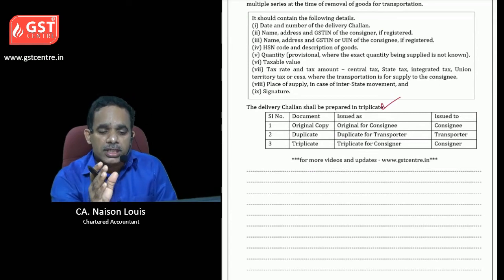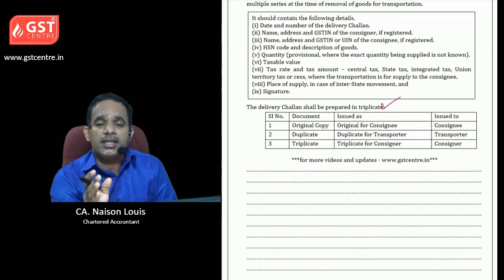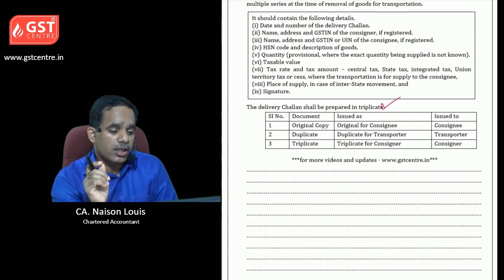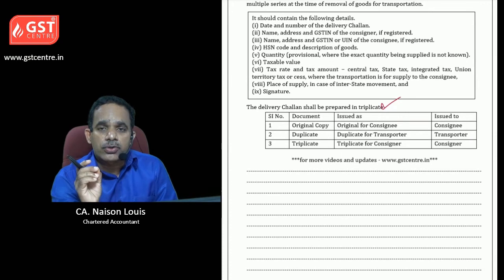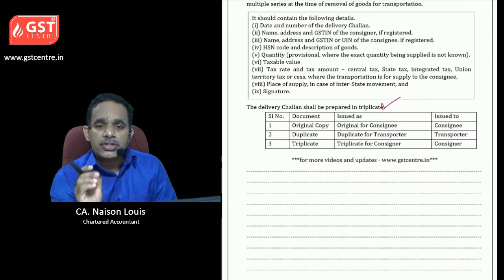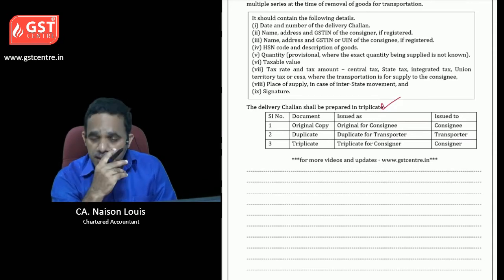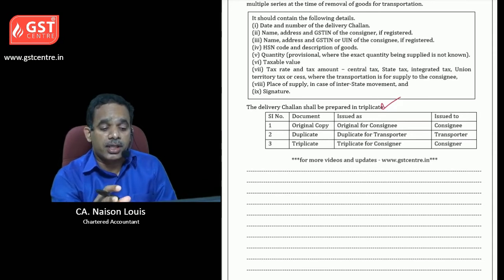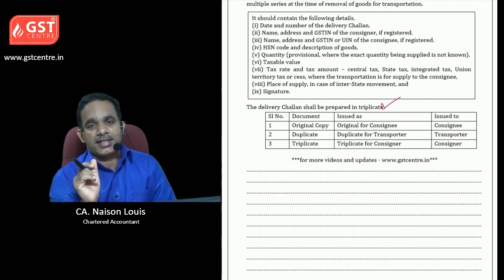Original copy should be issued to the consignee and issued as original for consignee. The duplicate should be issued to the transporter and it should be issued as duplicate for transporter. Triplicate should be issued to the consignor or should be kept with us. Okay, and it should be mentioned as triplicate for consignor.